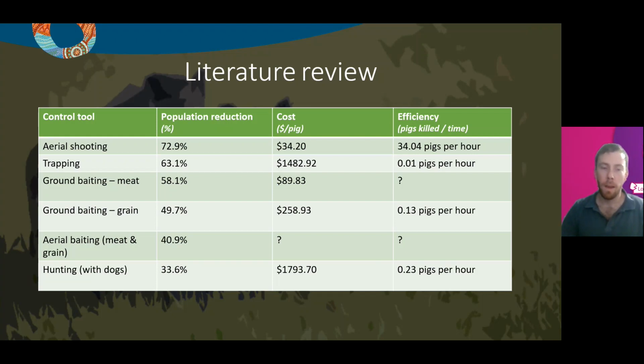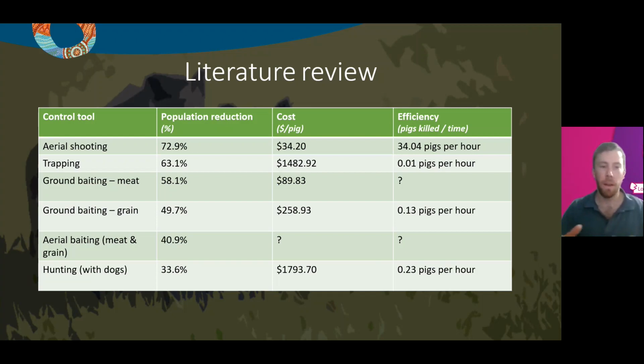Now, the cost per pig is not always truly reflective of real life situations. In the case of ground baiting with grain, you can see it's $258 per pig. That was where people actually have to physically buy the grain as well. But in most real life situations, people can source small grain from traders, and that's obviously very low cost or free. So the cost here is not, I guess, truly representative of what it is in real life.